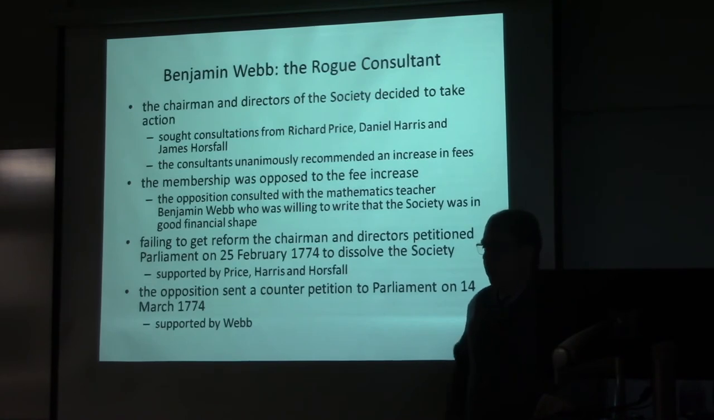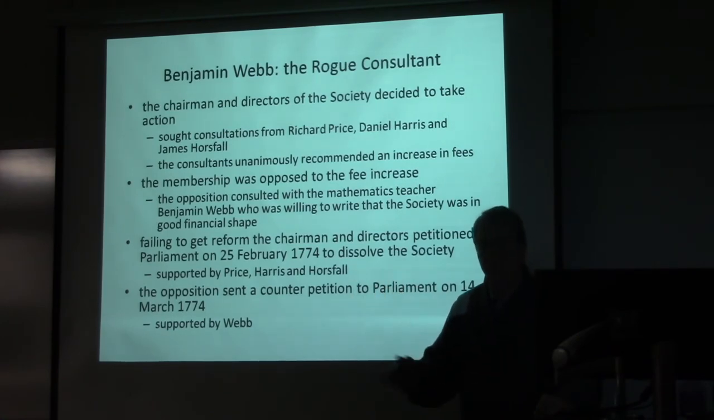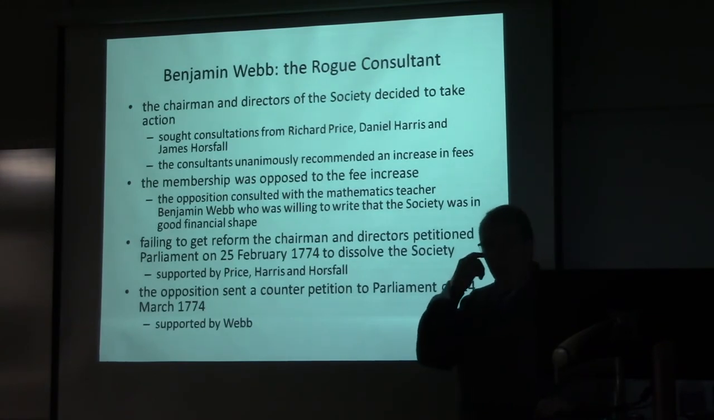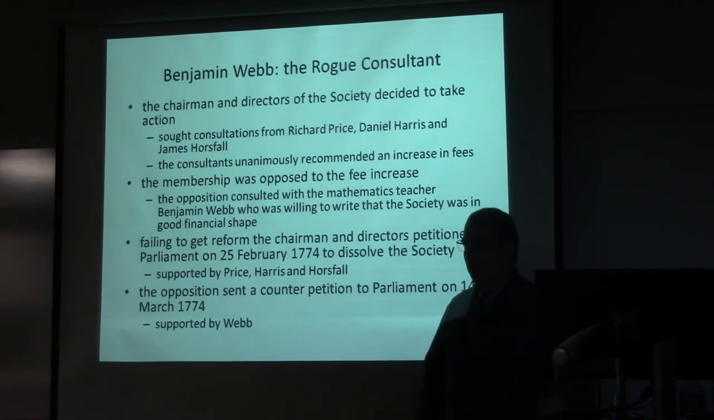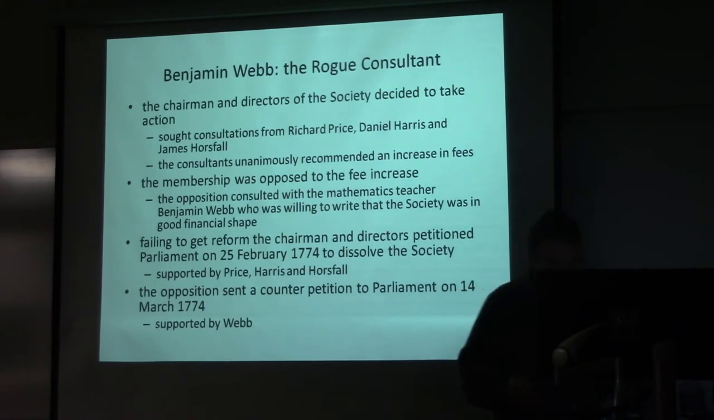The Parliamentary Committee decided, well, we don't understand any of this, so we're going to send it to another mathematician. We'll send it to the prominent mathematician who's the Lucasian professor of mathematics, Edward Waring, and he comes up with his own scheme, and so they go on resetting the society based on his scheme. Waring forgot to take into account the deficit that was already present, and so the society went bankrupt or had to reform itself 10 years later anyway.